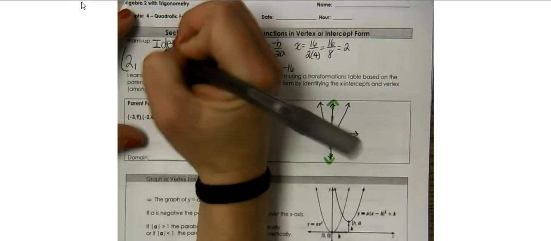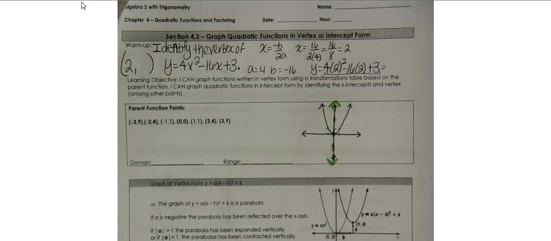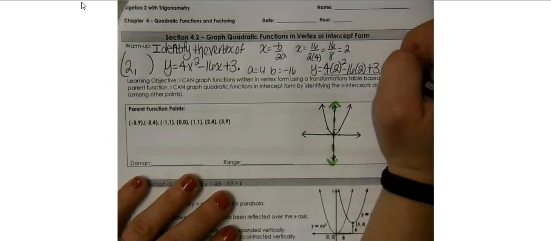Awesome. In my vertex, I have the ordered pair 2 comma something. So now I'm going to take this value of 2 and plug it directly into the equation to find what y is. So now I'm going to write y is equal to 4 times 2 squared minus 16 times 2 plus 3. You can put this entire expression into your calculator exactly as you see it, but please make sure that you use parentheses. And when you do that, you end up with negative 13. So our vertex in this case is 2, negative 13.